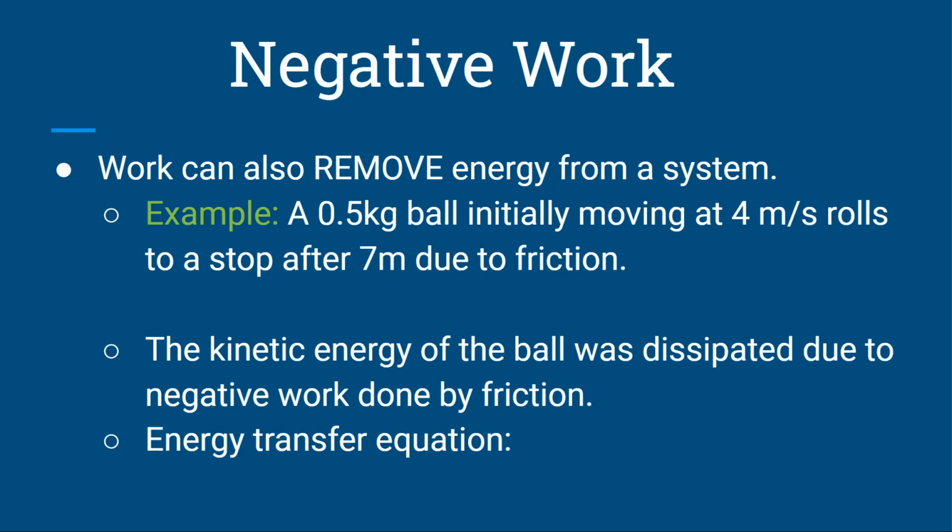Negative work is done when energy is removed from the system. So if you do work on something to remove energy, or if something does work on a system to remove energy, we say that that work is negative. For example, a 0.5 kilogram ball initially moving at 4 meters per second rolls to a stop after 7 meters due to friction. Well, guess what? We had kinetic energy and now we don't. Now it's stopped. Okay, and that is because friction did negative work on the system. Friction removed energy from the system.